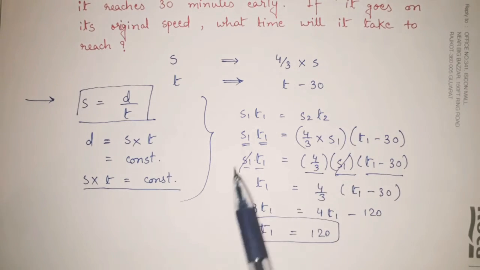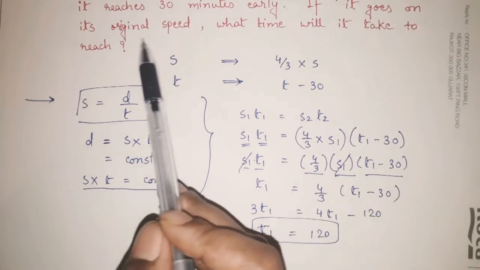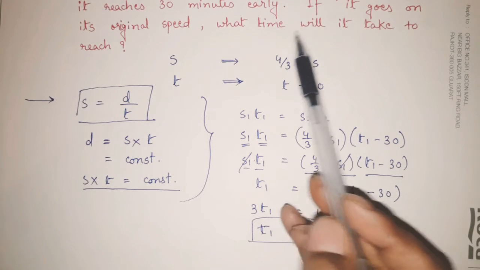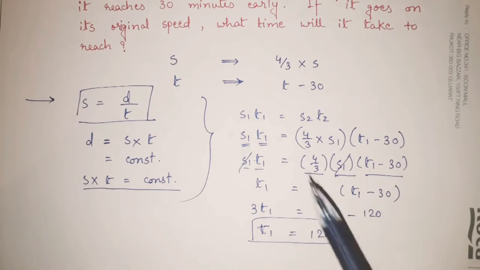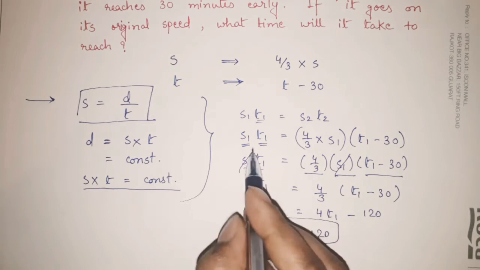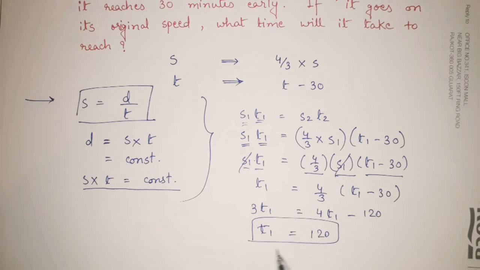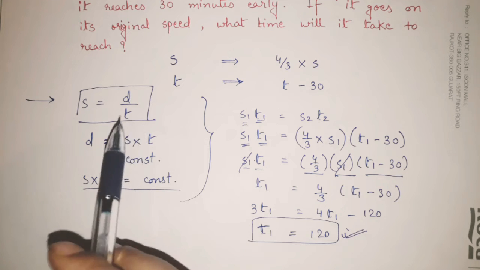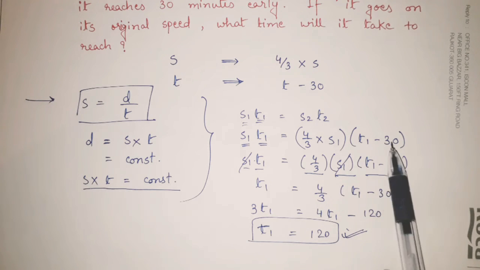They are asking about the time only. If it goes on its original speed, what time will it take to reach? So original speed is S1 and time is T1, as we have taken S1 and T1. So they are asking about the original time. So the original time T1 is 120. Fine. So we just used this formula.